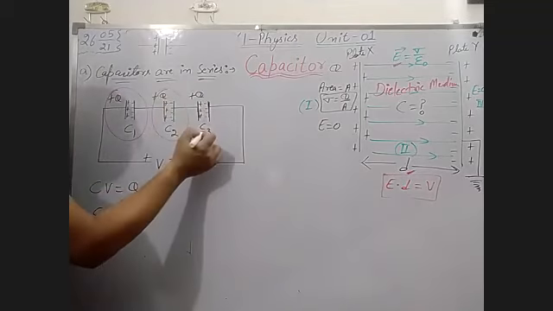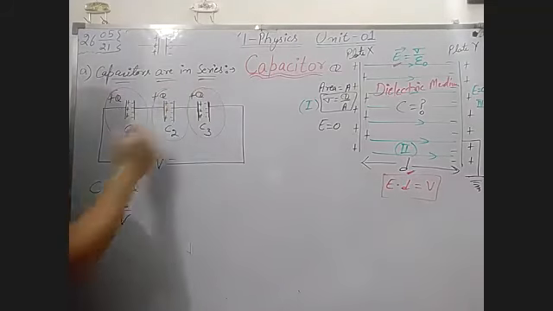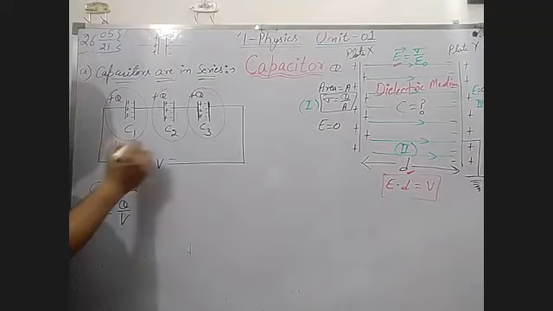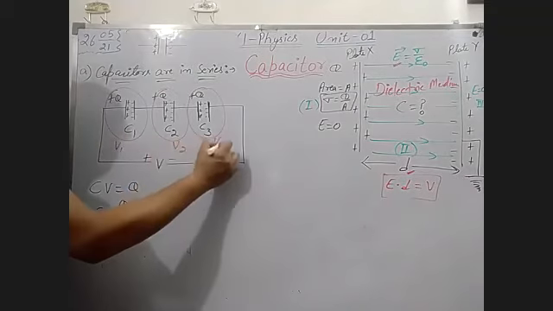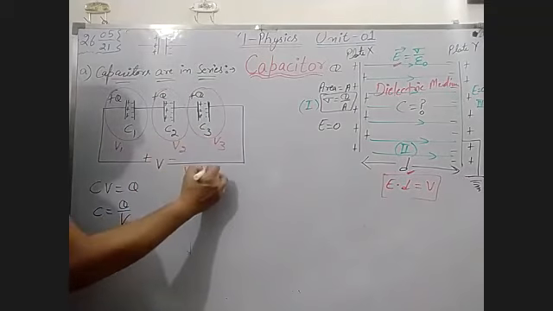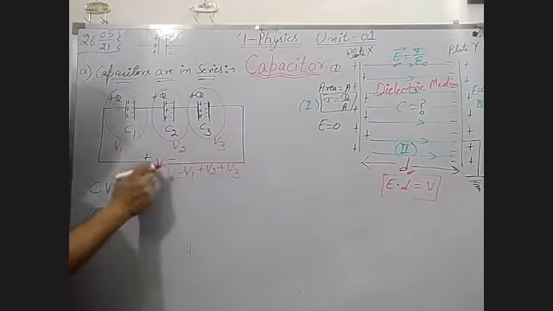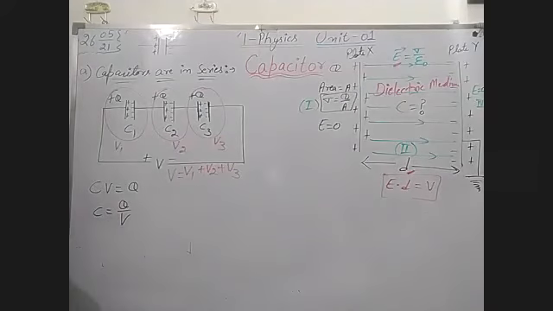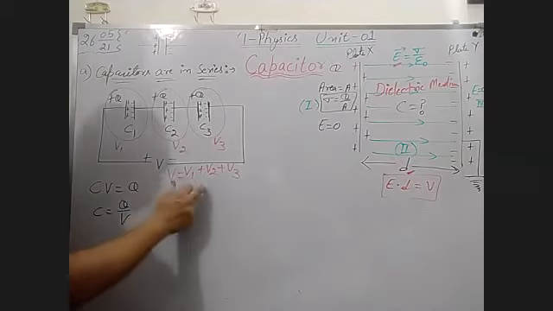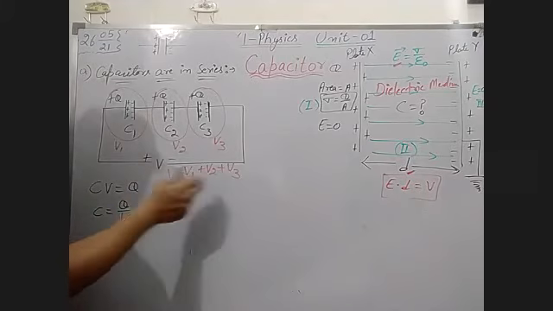Now Q is there, C3 is there, another potential is there. Now take their values V1, V2, V3. And you know very well, if you are adding these 3 voltages, it will become the final one. Capital V should be there. Now put all the values of V, V1, V2, V3 in this.